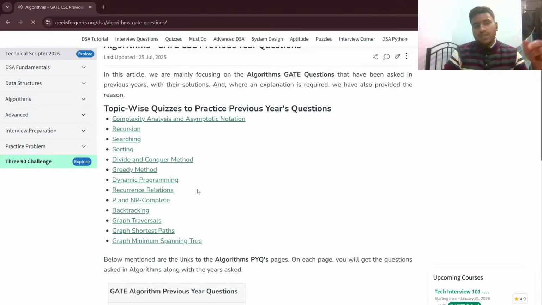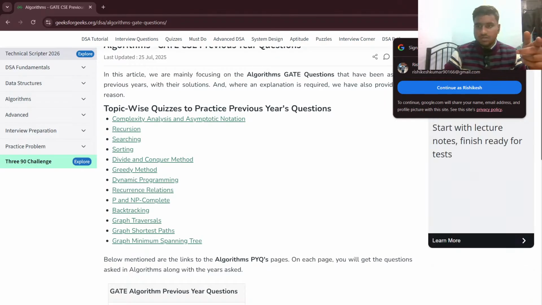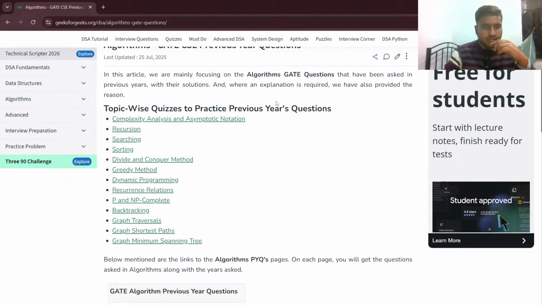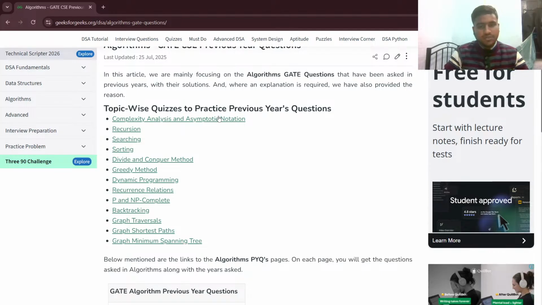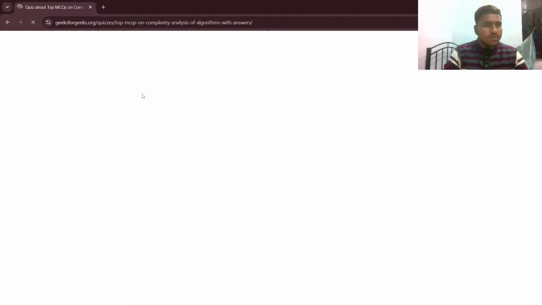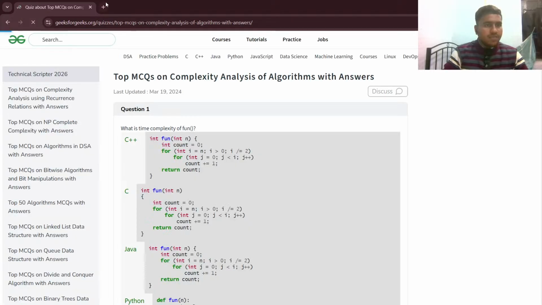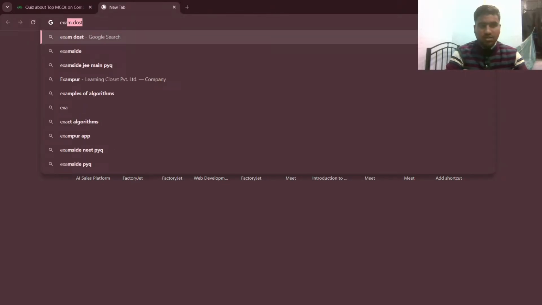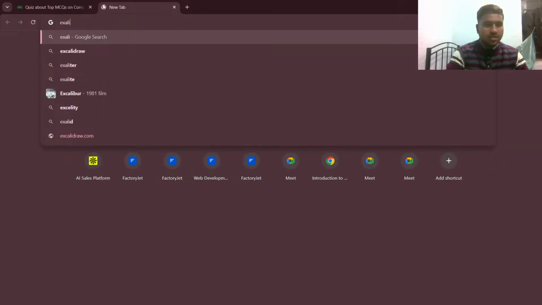Basically, we have a lot of topics in the algorithm. We choose the topics from the starting, and then we can move to the other topics while solving. So I'm starting with complexity analysis and asymptotic notations. Parallelly, I'm opening Excalidraw so that I can explain all the solutions with drawings, so you may understand in the easiest way. Let me open that.